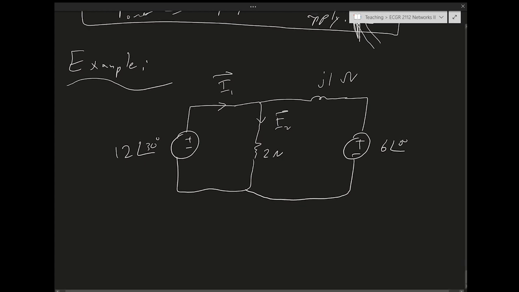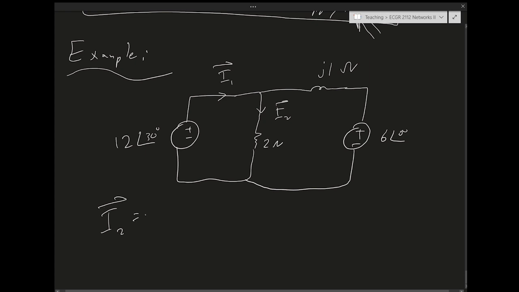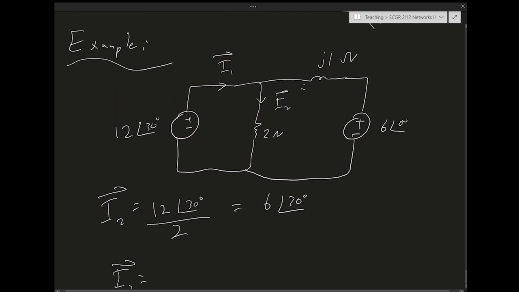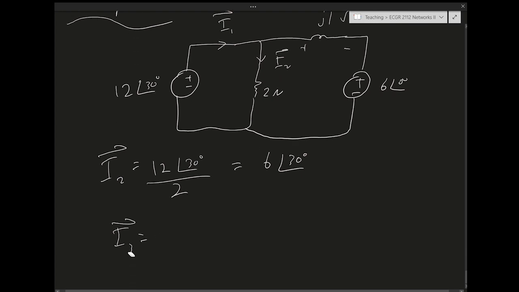So first I have to calculate the currents, right? I2 is easy. I2 is just the voltage across it over the impedance, the resistance. So this is 6∠30 degrees. So this gives me I2, and then I3 is simple too. It's the voltage difference across this inductor divided by the impedance of the inductor. So I3 is just going to be 12∠30 degrees minus 6∠0 degrees over the impedance, which is j1.